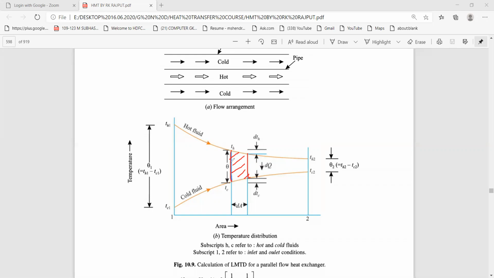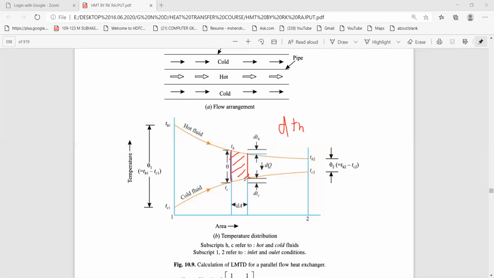So dA is the area of the small element. Then dTH is the small decrease in the temperature of hot fluid. dTH is the differentiation of hot fluid temperature. Differentiation of hot fluid temperature means there is a small decrease in temperature within this element by the amount dTH, the differentiation of TH.